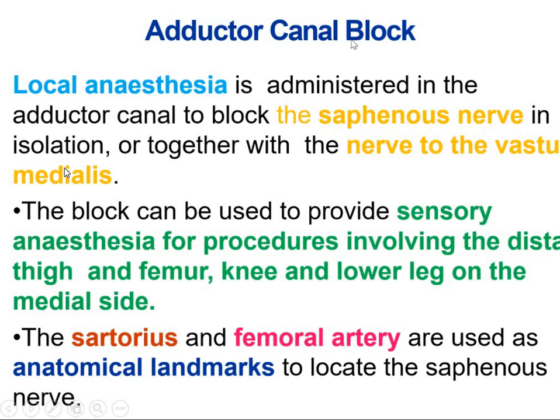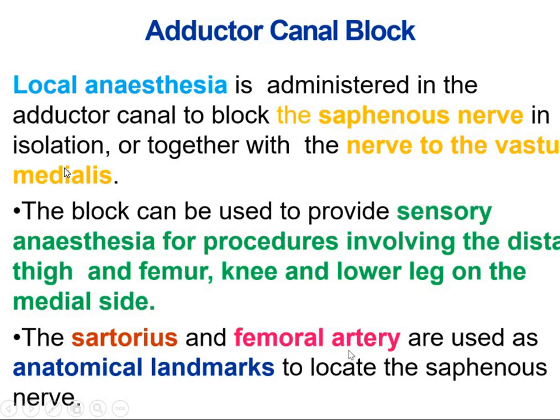Then we have something known as adductor canal block. Local anesthesia is administered in the adductor canal to block the saphenous nerve in isolation or together with the nerve to the vastus medialis. So this is for these two nerves which are contents of your adductor canal. This block can be used to provide sensory anesthesia for the procedures involving the thigh, femur, knee and lower leg on the medial side. So in all these operations, this block can be used.